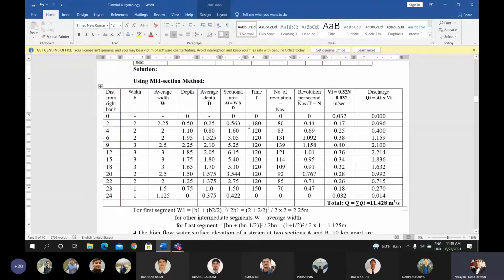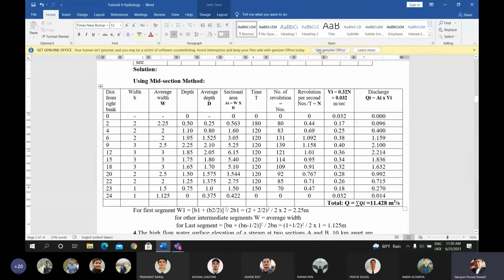For the second, 0.563 into 0.17, you will get the value of 0.096 cubic meter per second. The velocity is calculated by putting the number of revolutions per second in the velocity equation. You will get these terms, and after multiplying the velocity with the respective area, you will get the discharge: 0, 0.96, 0.4, 1.159, 2.1, 2.14, 1.836. In this way, you can calculate the discharge.